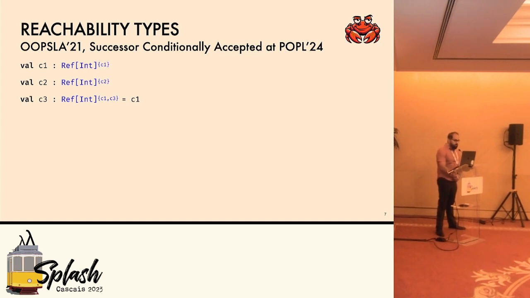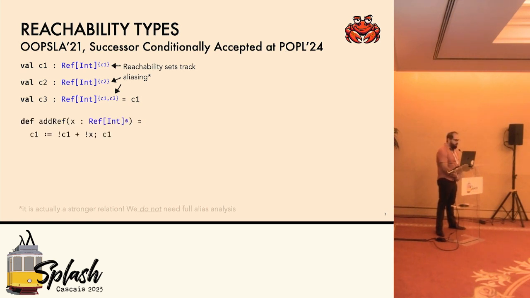In reachability types, we track sets of reachable variables and attach them to types. And that gives us a handle of what is aliased by values and computations. So for example, the C1 and C2 reference, they reach themselves. And once we have an alias like C3, which is aliasing C1, we have a reachability set at C3 that points to itself and the alias for C1. This gets more interesting if we have functions.